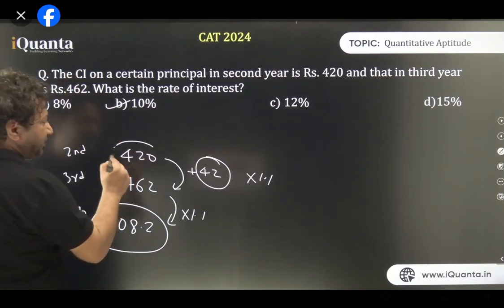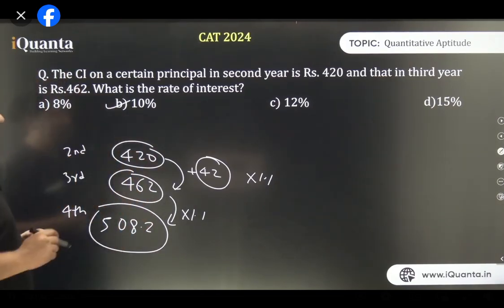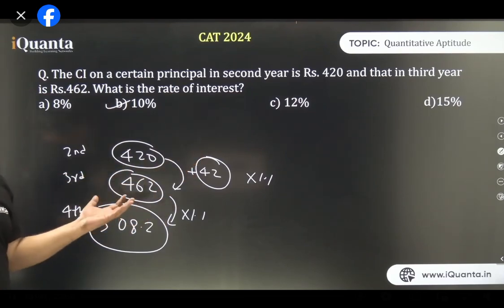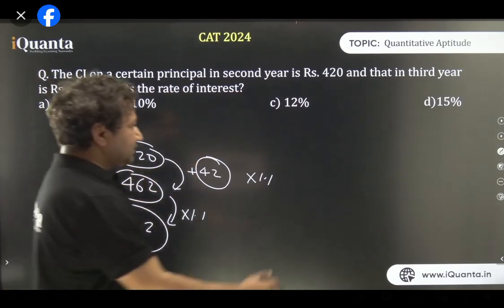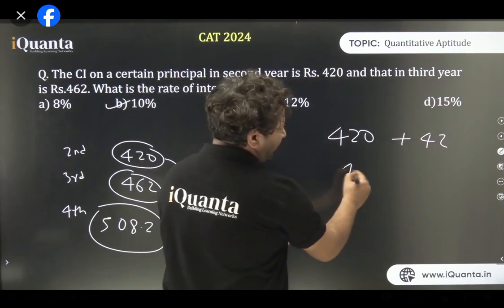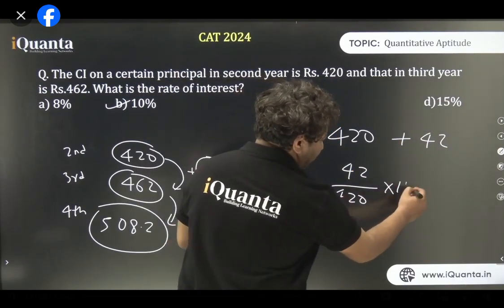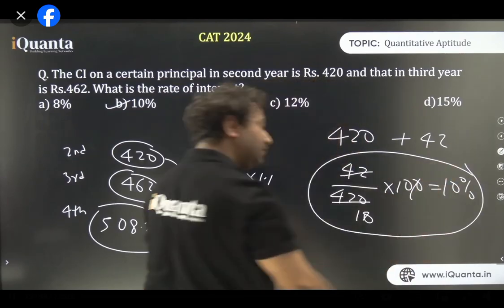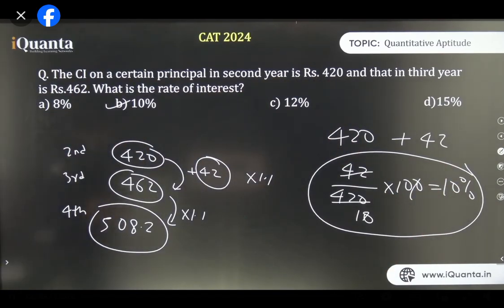Second year में था 420 रुपए, फिर हो गया 462 रुपए. कितना बढ़ा है? 420 has grown by how much? 42 rupees. Yes or no? So 42 rupees is what percent? Okay, something was 420, it has grown by 42 in terms of real amount. In terms of percentage, कितना हुआ होगा? 42 is what percent of 420? This is how you calculate the percentage values, isn't it? 10%. That's it. Now is it clear? I hope it's clear now.